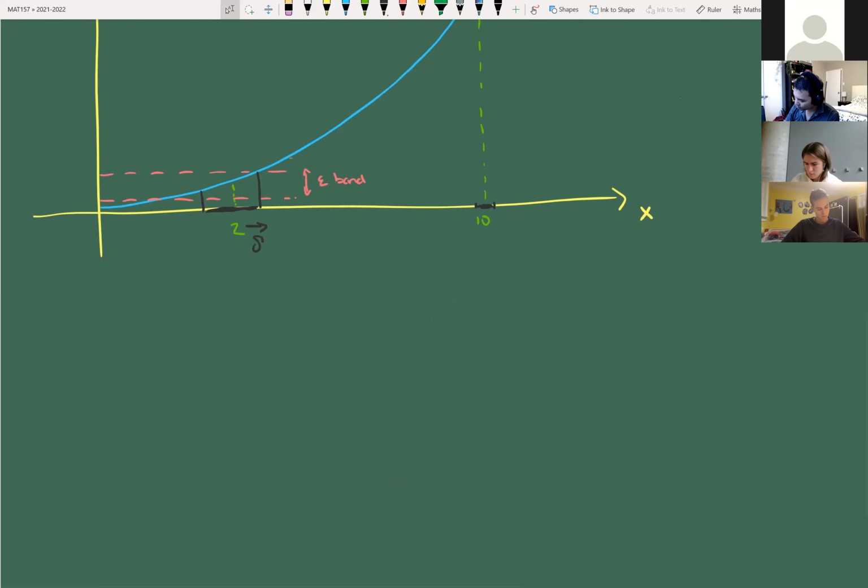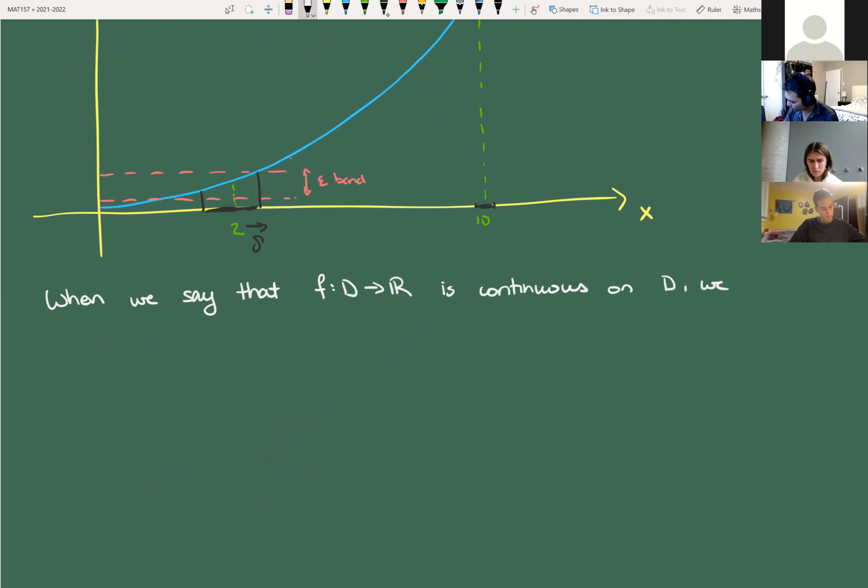So when we say that f, and let's name f, and let's say D is its domain, we don't care what it is, it's just some domain. When we say it's continuous on D, we mean, okay, I'm going to write out the epsilon-delta definition, but I'm going to add something. Because being continuous is normally just defined at a single point. So if I say you're continuous on your whole domain, it means you're continuous at every point.